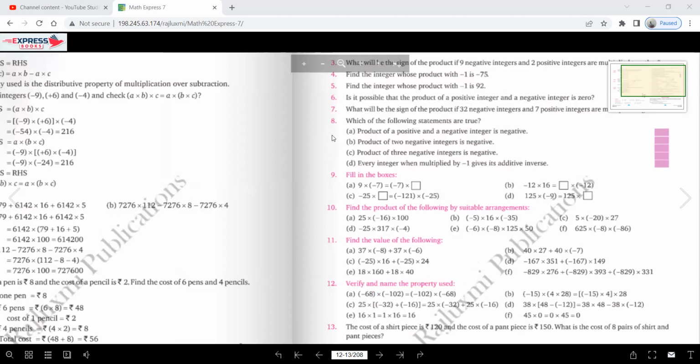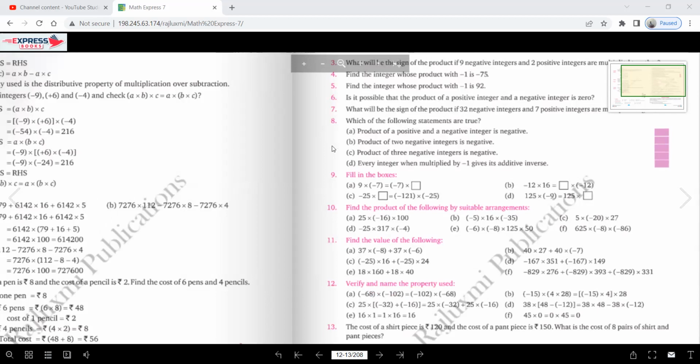Before that there is true and false. You can see the fill-in question number 8. The product of a positive and a negative integer is negative. This is true. When we multiply one negative and one positive, we always get a negative number. Question B says that the product of two negative integers is negative. It is wrong. When we multiply two negative numbers, it will give a positive number.